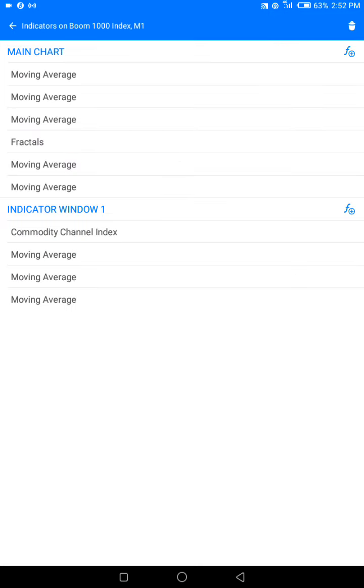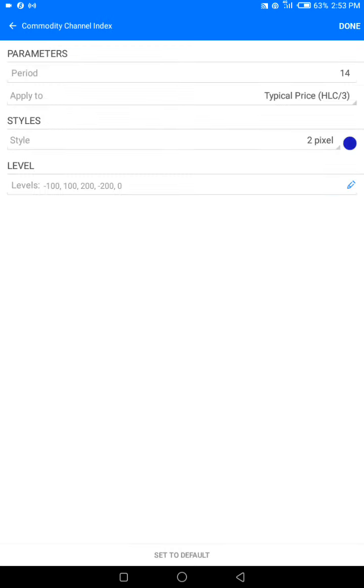On the indicator window 1, I have the commodity channel index. Nothing changed. The parameter, the period is 14. Apply to typical price HLC/3. The style is 2 pixel.